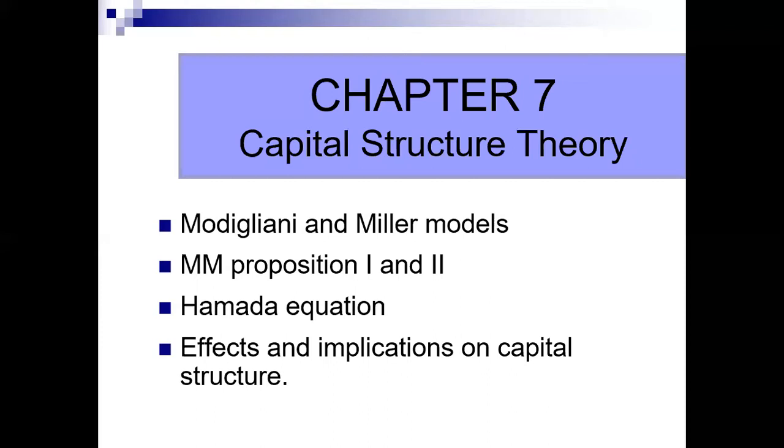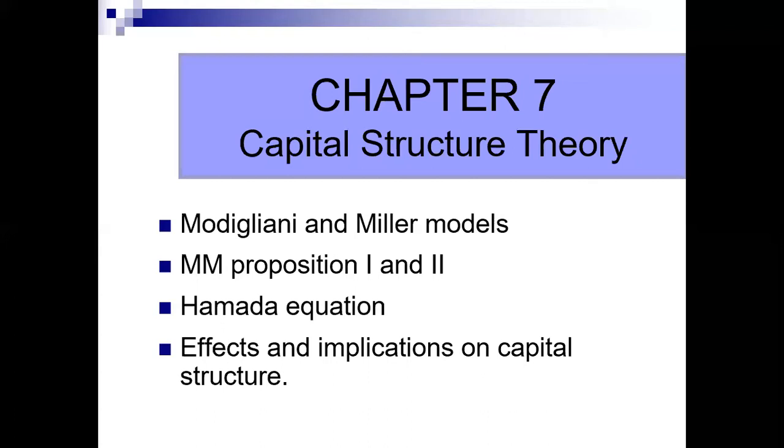The persons who came up with this theory are Modigliani and Miller, so we call it the MM models. MM has two propositions, 1 and 2. The first one is without tax and the second one is with tax. It comes from the Hamada equation. The Hamada equation tells you about the equity equation, so how much is the cost of equity. It also tells you about the effect and implication on the capital structure.